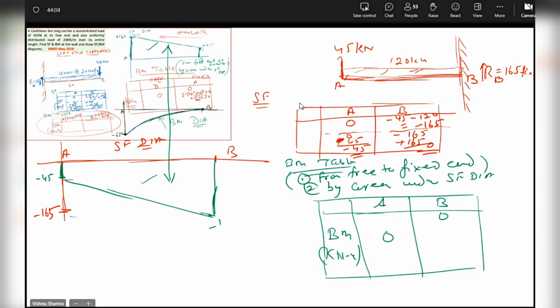This is minus 165 plus half into, sorry, minus 45 plus 165 into 6 or whatever it is. This will give you whatever BM we got there also. We got a BM of, how much did we get? Minus 630, yes or no, beta? Correct?